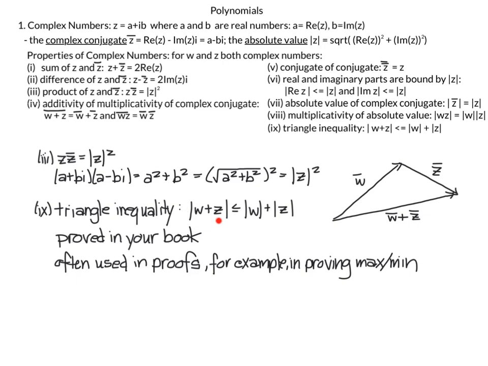But the idea of this triangle inequality is if you have a vector w and you put it tail to head with another vector z, and then you form the vector that's the sum, you'll get this triangle. And from properties in geometry, the absolute value of w plus z is always going to be less than or equal to the absolute value of w plus the absolute value of z.